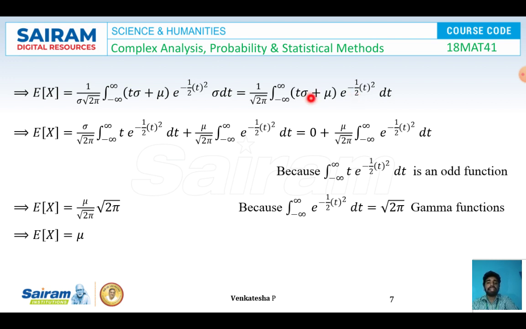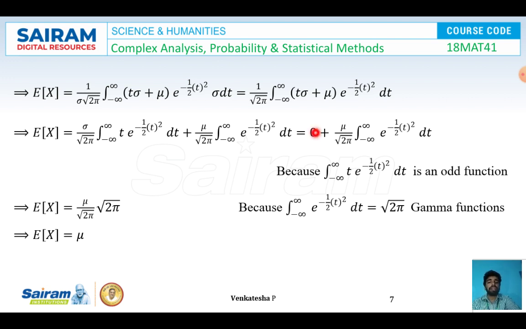So by expanding the integral, I got expectation of x is equal to sigma by square root of 2 pi, integral minus infinity to plus infinity t e power minus 1 by 2 t square dt, plus mu by square root of 2 pi, integral minus infinity to plus infinity e power minus 1 by 2 t square dt. I got it. And in this equation, we have to observe that t into e power minus 1 by 2 t square is an odd function, and e power minus 1 by 2 t square is an even function. So I can replace this complete integral as 0, because the integral minus infinity to plus infinity t e power minus 1 by 2 t square dt is an odd function.